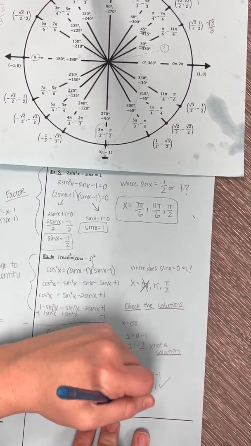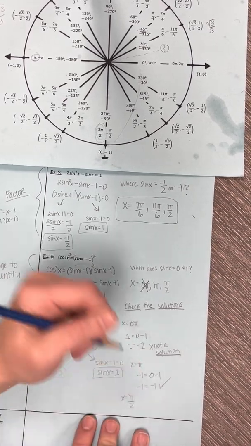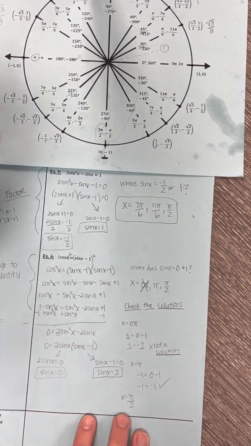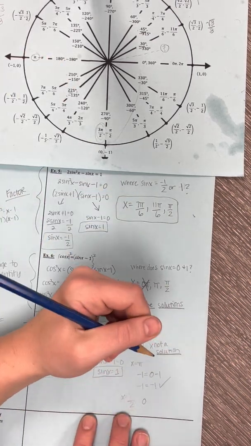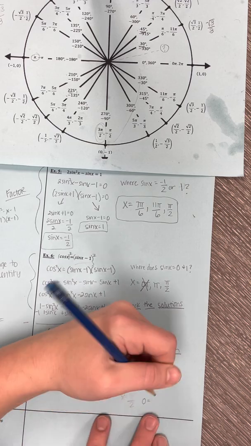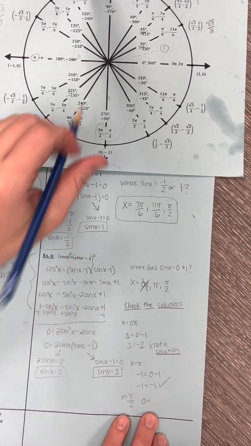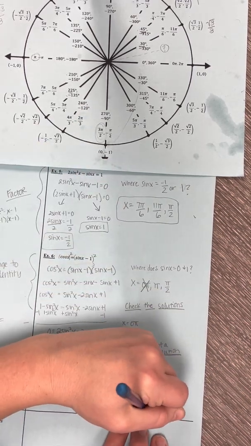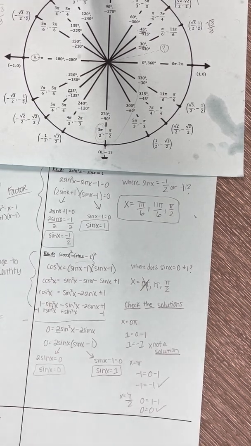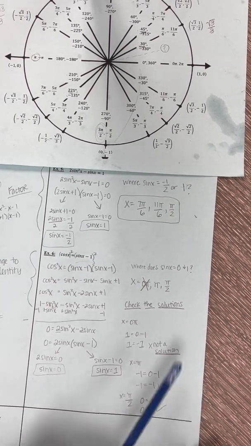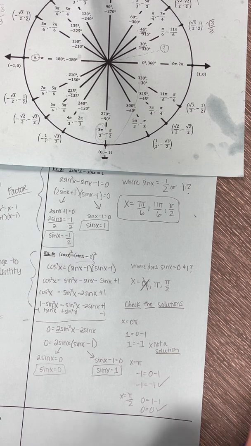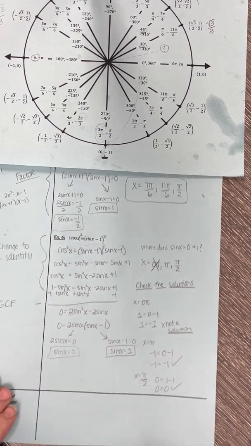And then x is equal to pi over 2. Cosine at pi over 2 is 0, is equal to sine, which is 1 minus 1. That means that 0 is equal to 0. And those are true. So this is how you can check to make sure that your solutions actually work. All right, and that is 8.2.